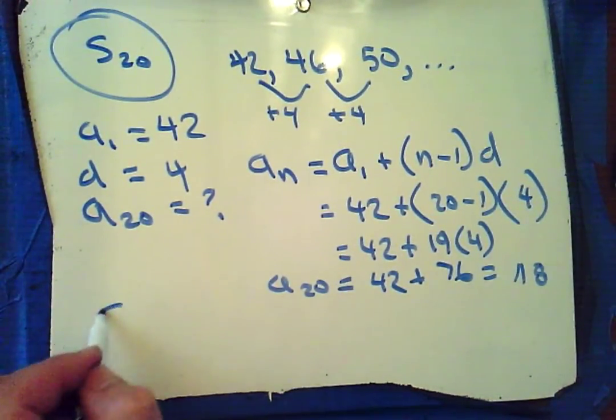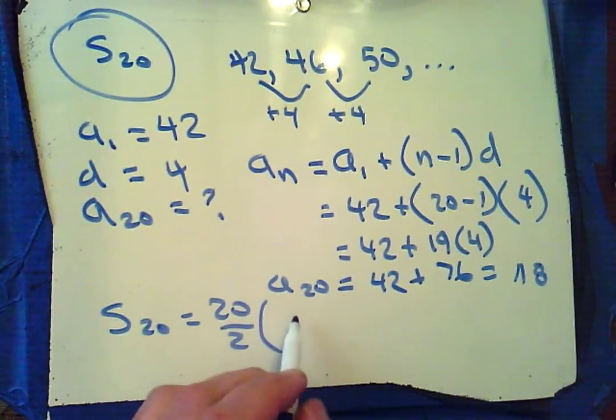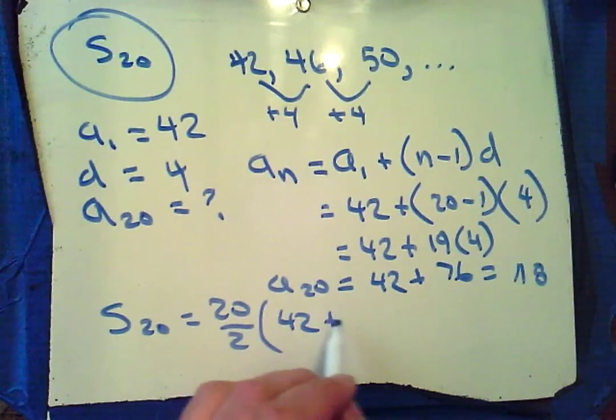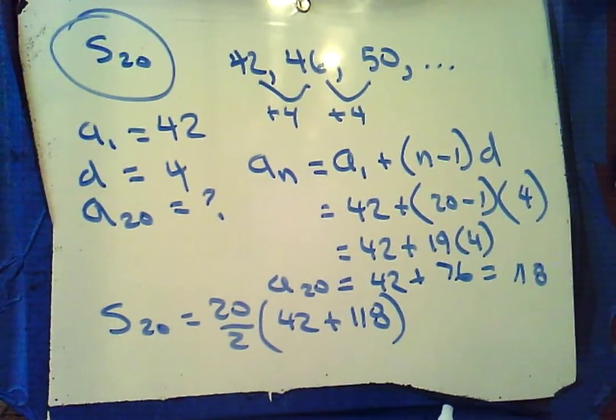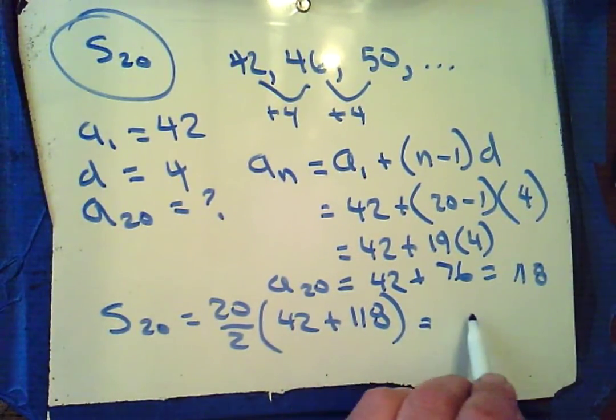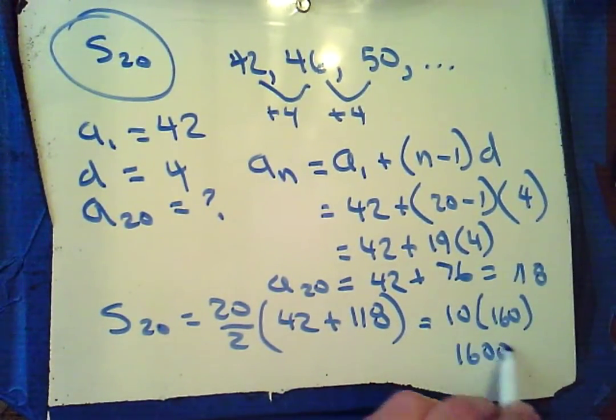So then S sub 20 will be 20 over 2. a sub 1 is 42. a sub 20 is 118 seats across. Very big theater. We've got 160 times 10, or 1,600 seats.